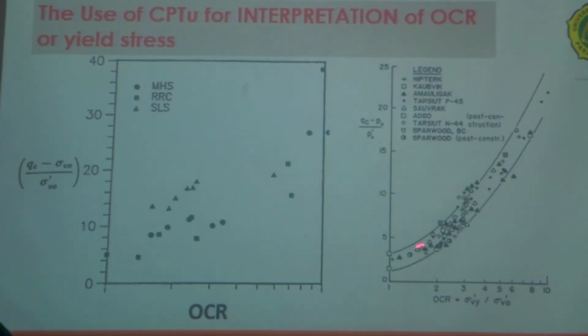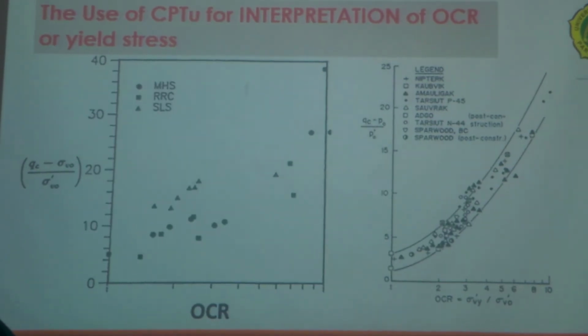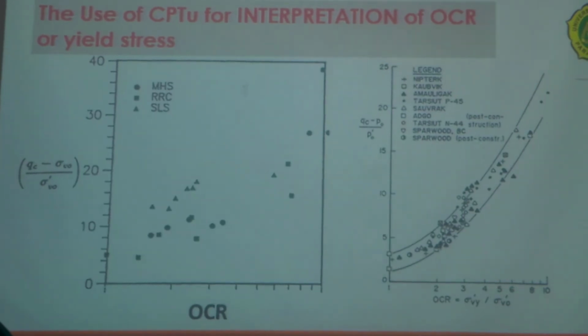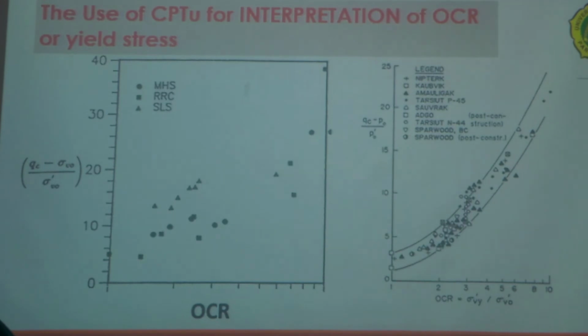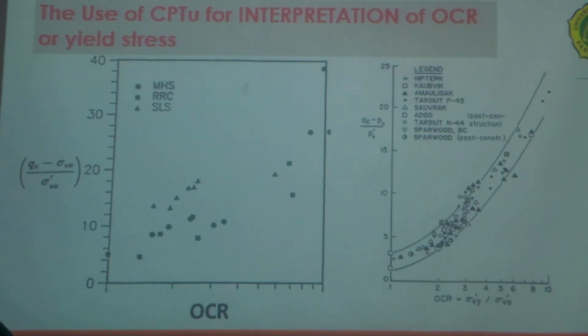Giving you the real strength. So that is interesting. But this is one thing. When I saw this, I missed something. What did I miss? What I missed is, how about if the OCR is less than 1? If it is less than 1, it means it is under consolidating.